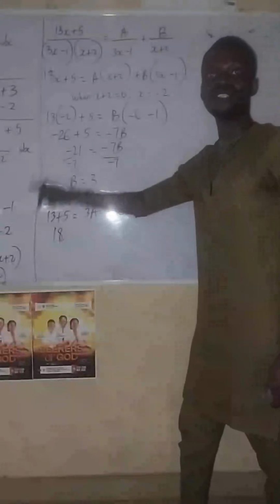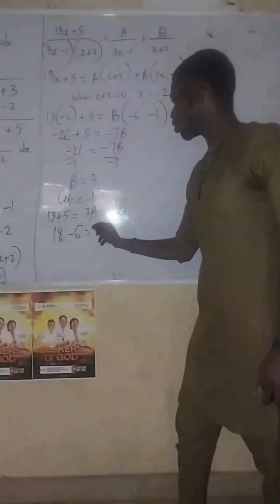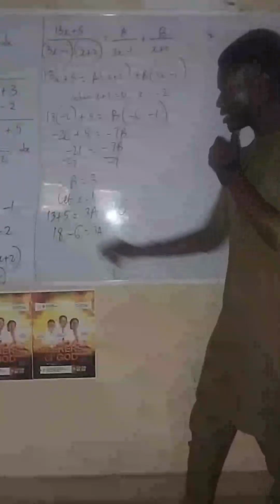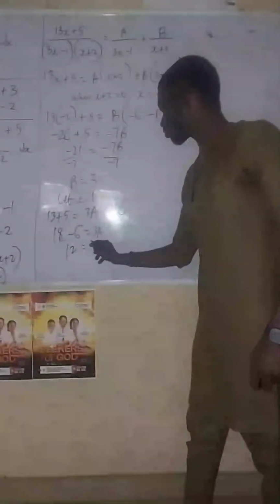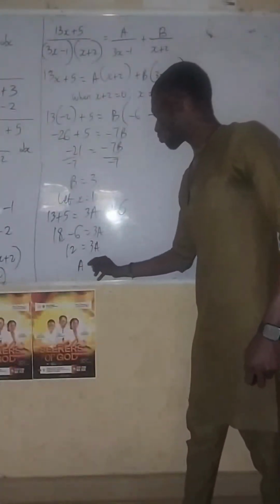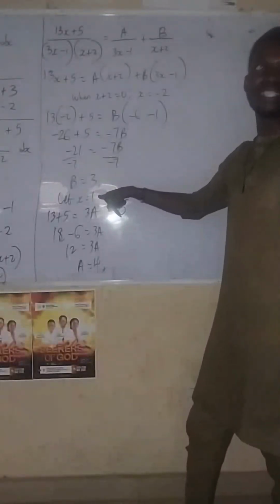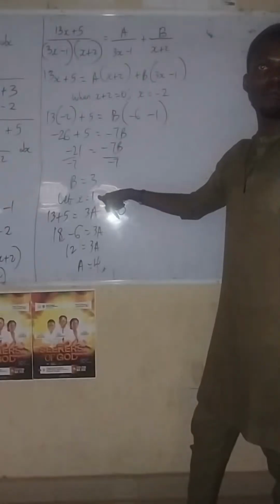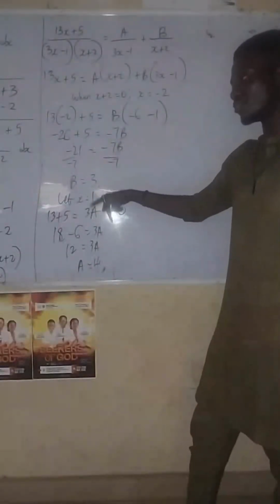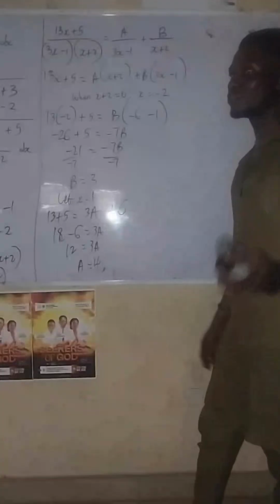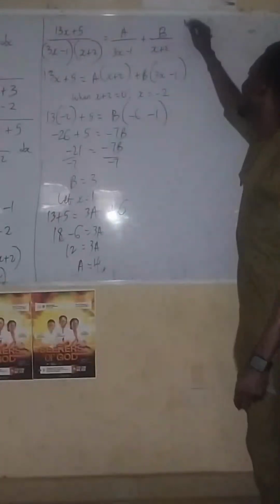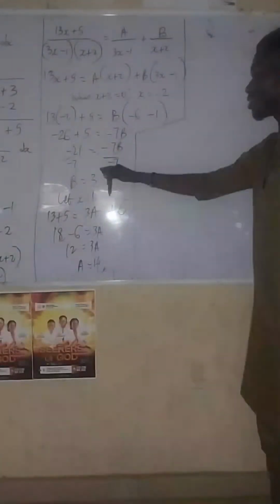If we continue, this is 18. If plus 6 comes to this, that becomes minus 6 equals 3a. This gives us 12, right? That means a is 4. Even if you use x equals 0 here, you still get a is 4. You can check. It should be the same. It's true. So this is a and this is b.